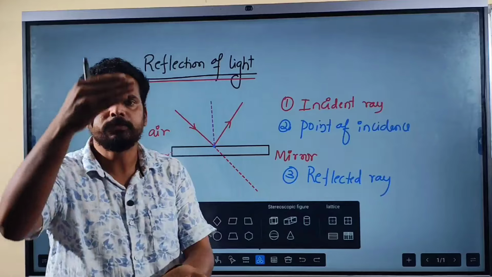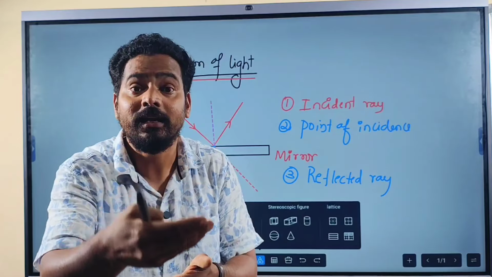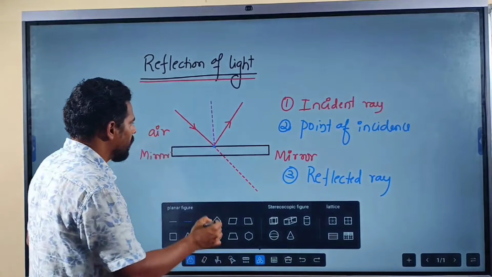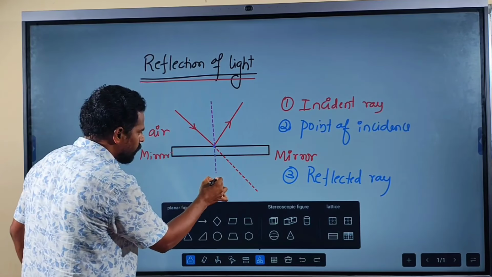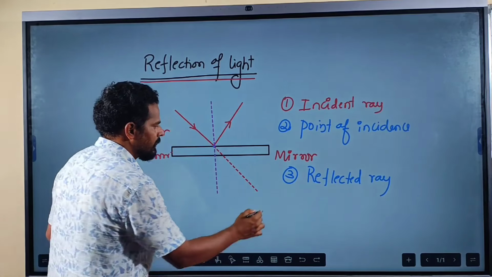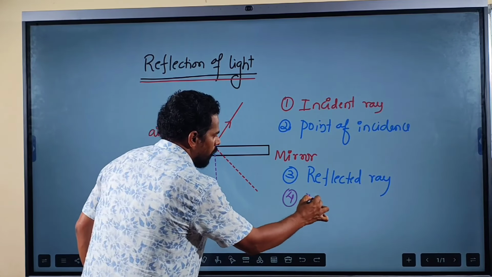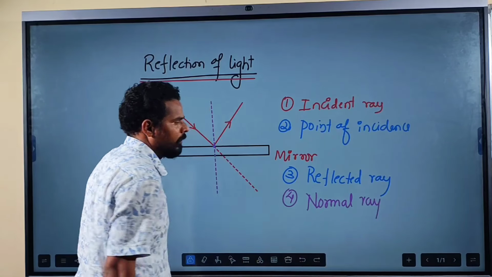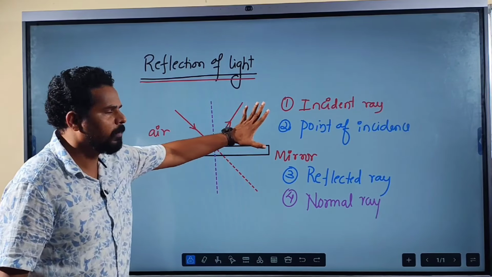Okay. Now consider a ray or a straight line which is passing through the point of incidence, undeviated, meaning without changing direction. The undeviated ray passing through the point of incidence is called the normal ray. Is called what? Normal ray. Very, very important. So these are the important points here.